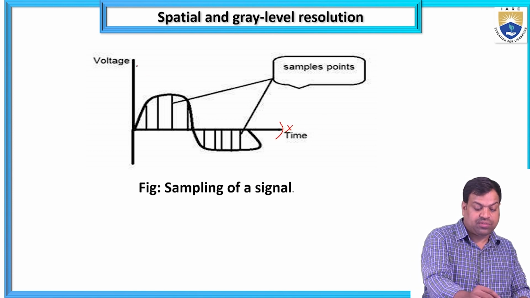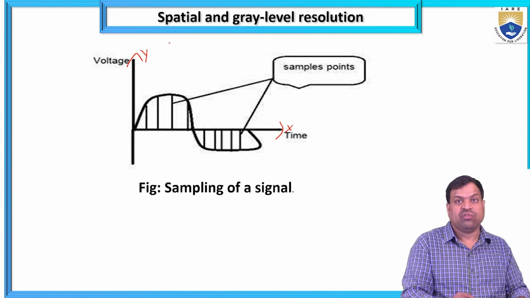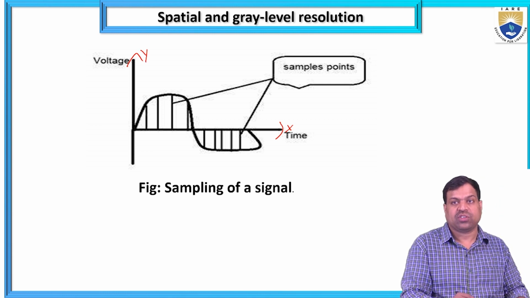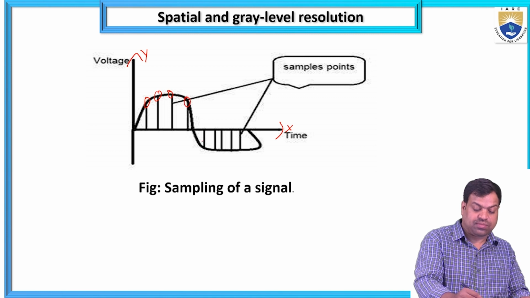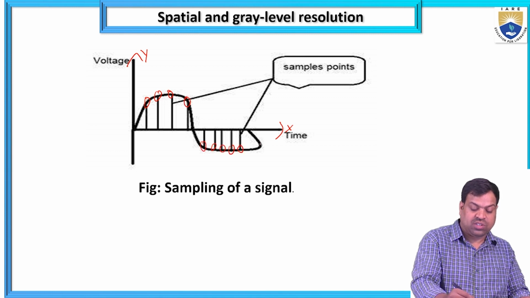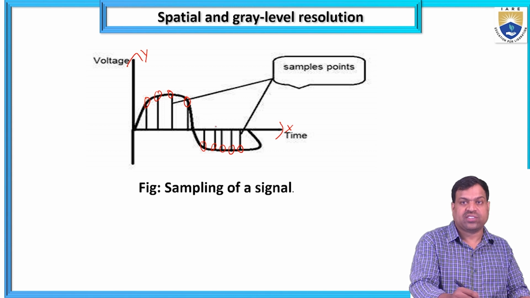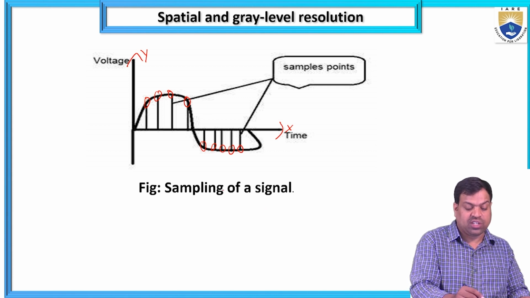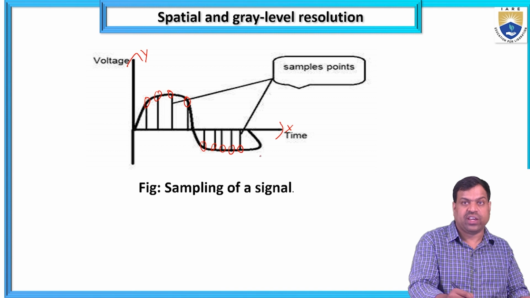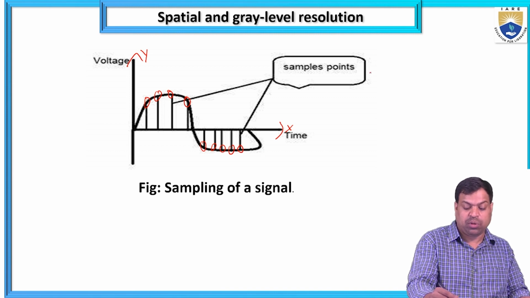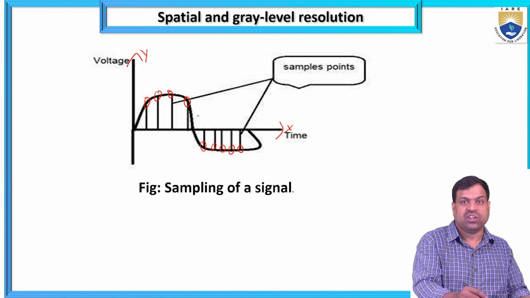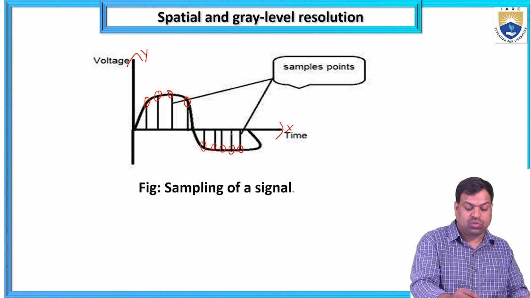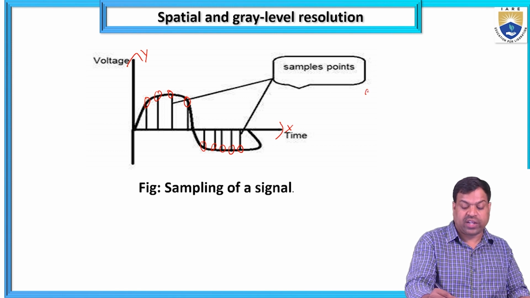X-axis I am taking as time, y-axis I am taking as voltage, sometimes also as amplitude. So time with amplitude or time with voltage. These are the number of samples. So how many samples are there on the x-axis and y-axis? Sampling of a signal means how many sample points there are. Each one has a sample point. So total how many sample points are there? Total 8 or 9: 1, 2, 3, 4, 5, 6, 7, 8, 9. Total 9 sample levels are there.